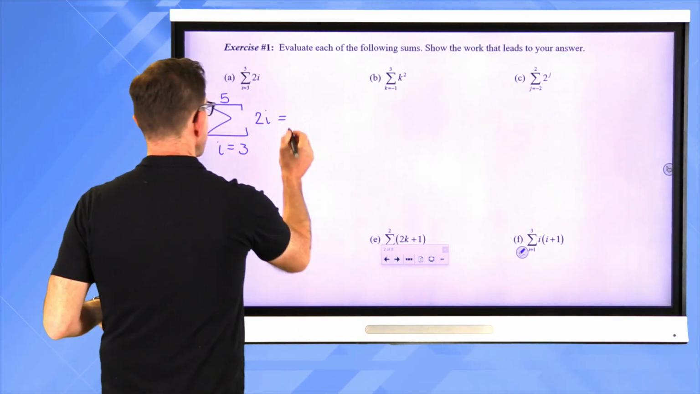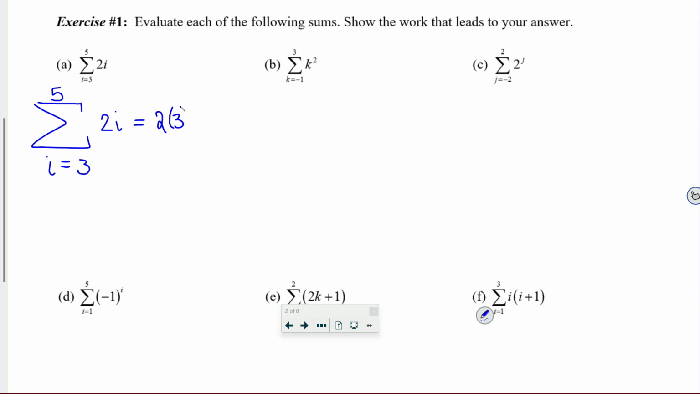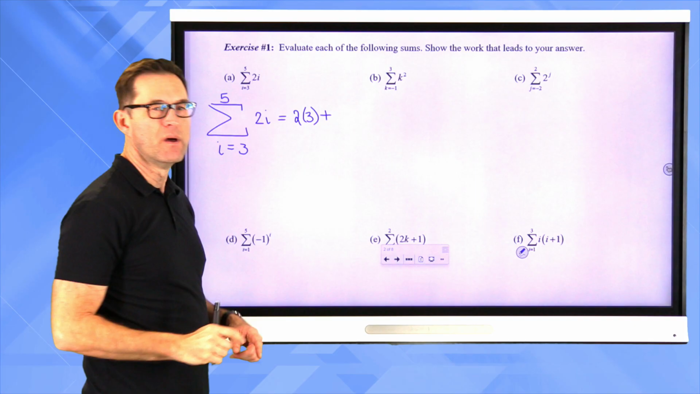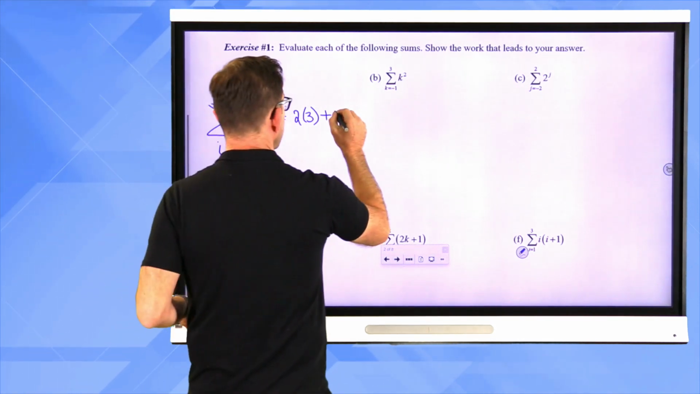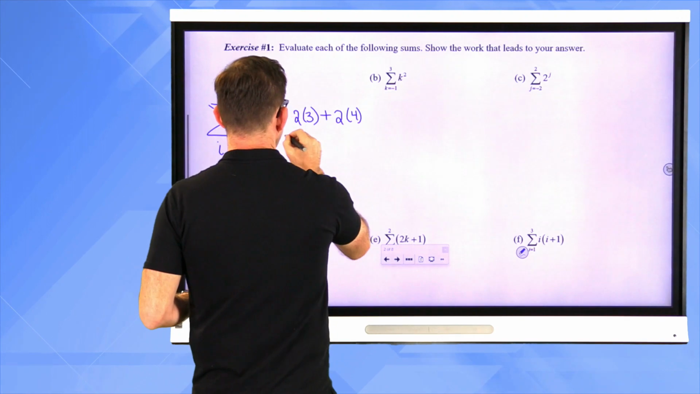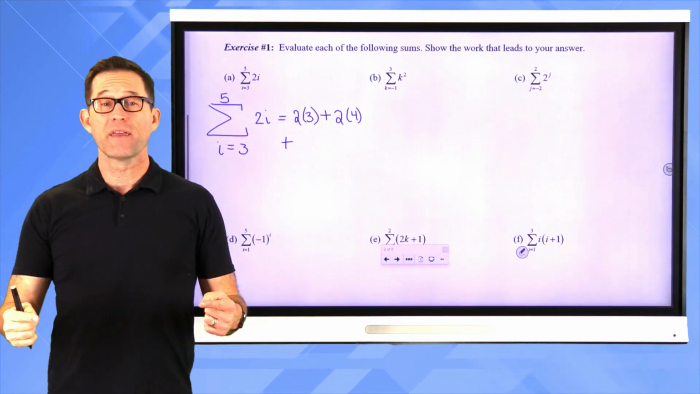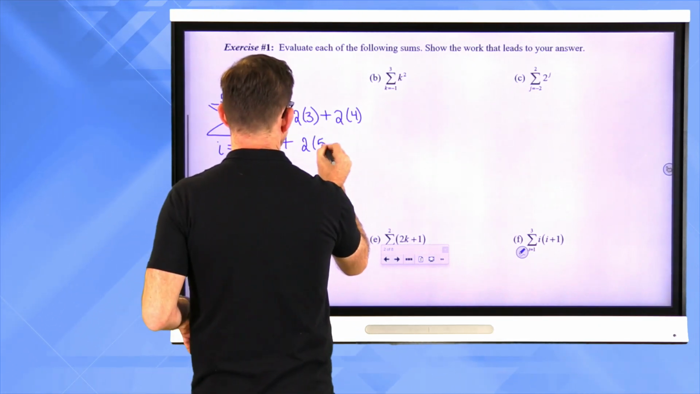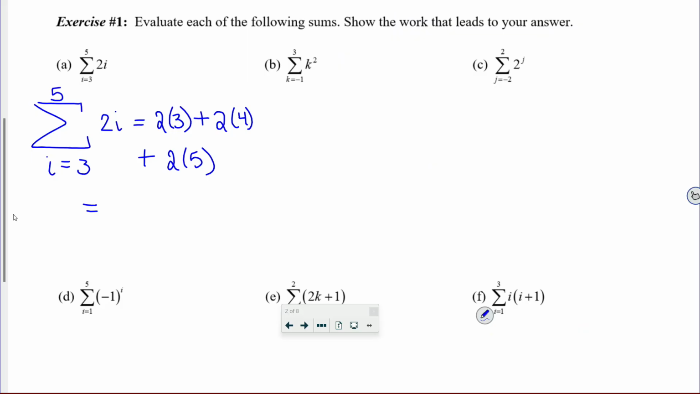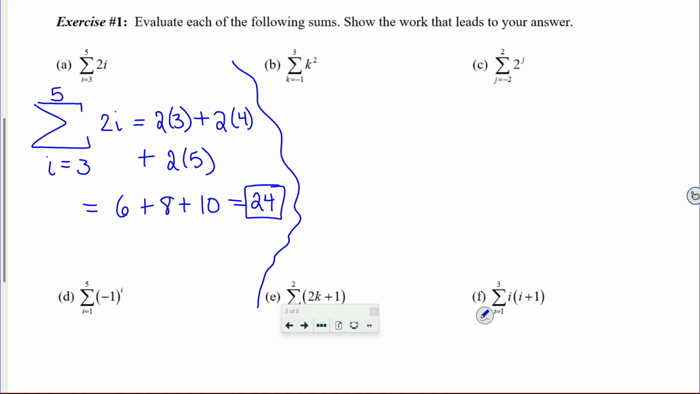So that's going to be 2 times 3, and then add to it, bump the i up by 1, so i goes from 3 to 4, and now you're going to have 2 times 4, bump the i up by 1 again until you hit 5, and now you'll have 2 times 5. So obviously then we just are doing some arithmetic. 2 times 3 is 6, 2 times 4 is 8, 2 times 5 is 10, 6 plus 8 is 14, plus 10 is 24, and that is the value of our sum.